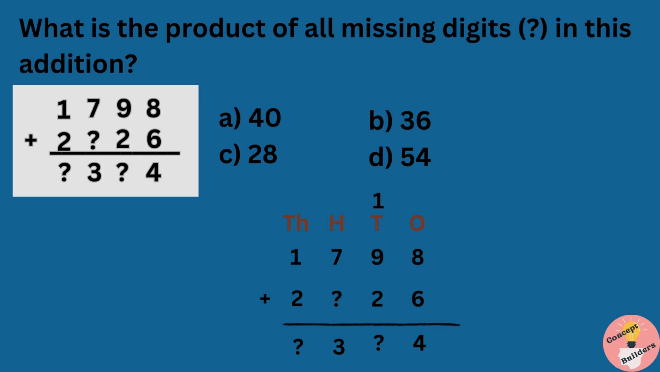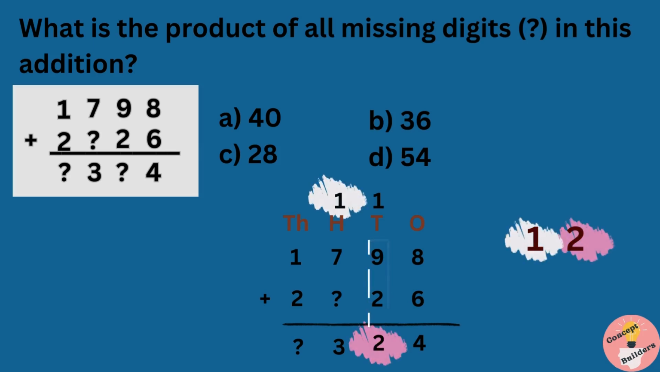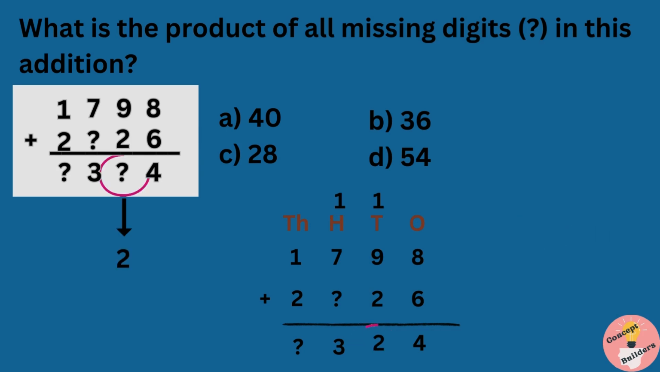Now, let's start adding up the tens place. 9 plus 2 gives us 11, and we have a carryover 1. So, total we get 12. We put 2 at tens place and carry over 1 to hundreds place. So, we got 2 at the place of this unknown digit, which means the value of this unknown digit is 2. Let's note that down.